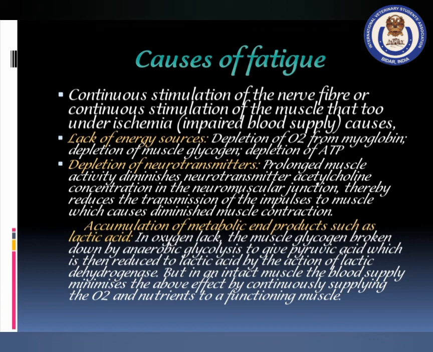Accumulation of the metabolic end products such as lactic acid. In oxygen lack, the muscle glycogen is broken down by anaerobic glycolysis to give pyruvic acid, which is then reduced to lactic acid by the action of lactic dehydrogenase. But in an intact muscle, the blood supply minimizes the above effect by continuously supplying oxygen and nutrients to the functioning muscles.